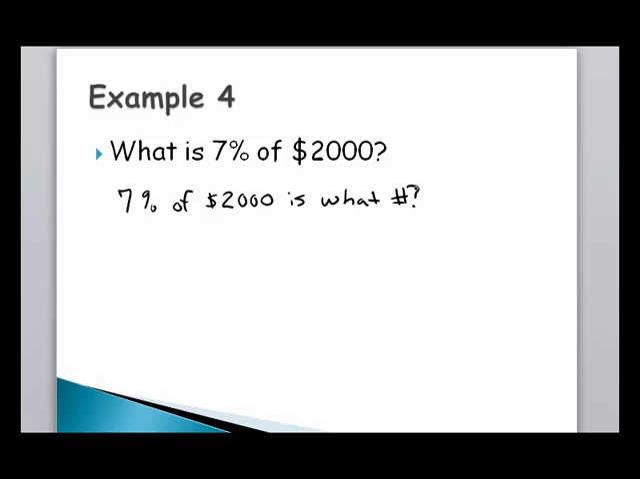And so let's continue by translating the words in the problem into an equation. So 7% we know that we could write as 0.07. The of translates into multiplication. The is translates into an equal sign. And what number? We'll let that be the x. And so on our calculator, we'll say 0.07 times 2,000 gives me 140. And so 7% of 2,000 is 140.